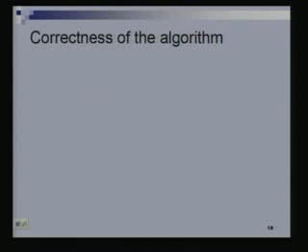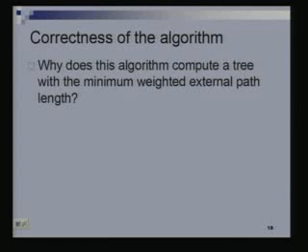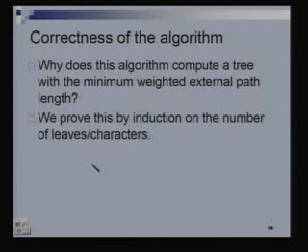Okay, so we now need to argue correctness. Why is this computing the minimum? Who said it's computing the minimum? So why does this algorithm compute a tree with the minimum weighted external path length? Right? There's no reason to believe. It's too simple to do anything useful. No? So let's see what the argument for this will be.